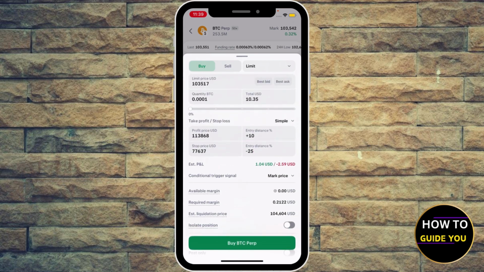Okay, and then basically go ahead, buy or sell that coin or that Bitcoin asset.